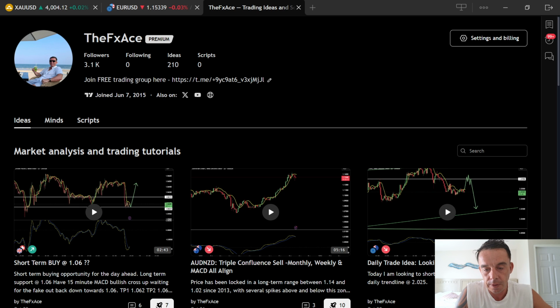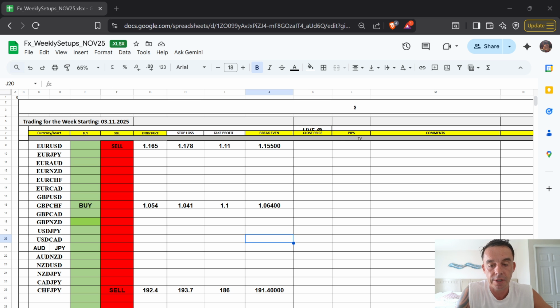Now, if you hear a bit of background noise today, I'm actually in an airport hotel here in Kuala Lumpur, so you might hear a lot of things, a lot of players outside.